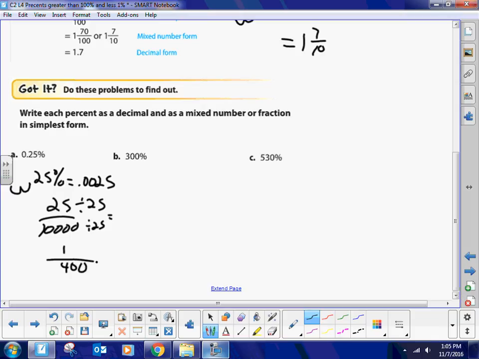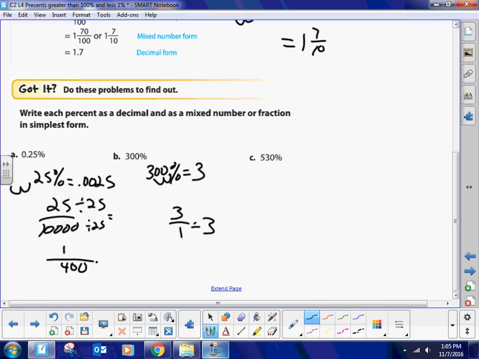Okay, 300% as a decimal. Right? 300%. There's the percent. Move the decimal over 2 spaces and you get 3. All right, no big deal. Look, it's not only as a mixed number, it's as a fraction too. I mean, I guess you can put 3 over 1 as a fraction, but that just equals 3. So that's all done. Really, once it's in 3 form, it's done.